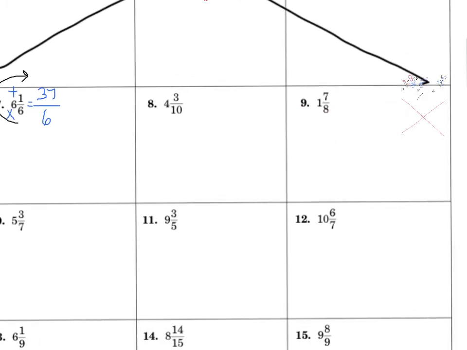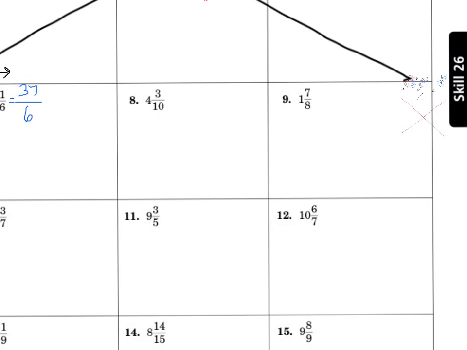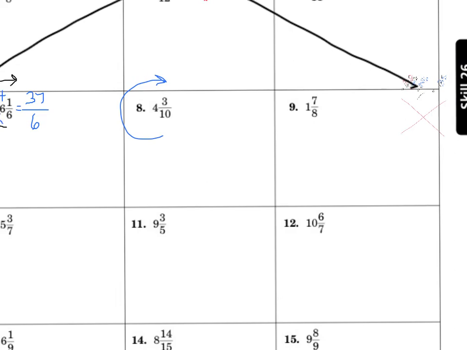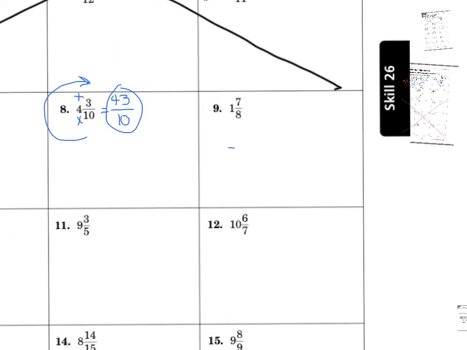Okay, let's look at number 8. Start at the denominator and work your way around. 10 times 4 is 40. And then plus 3 makes 43. And what goes in the denominator? The same number that was in it before, 10. Number 9. Start at the denominator. 8 times 1 is 8, plus 7 is 15, and that's 15/8.